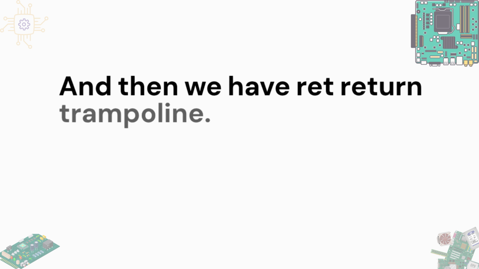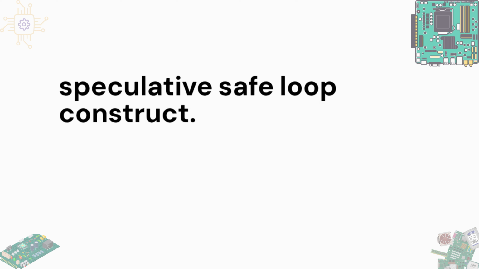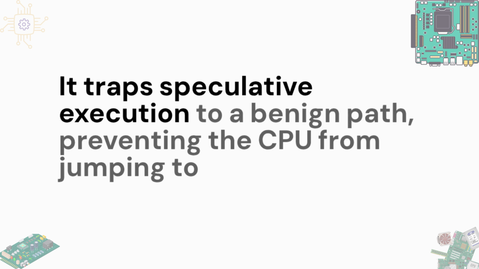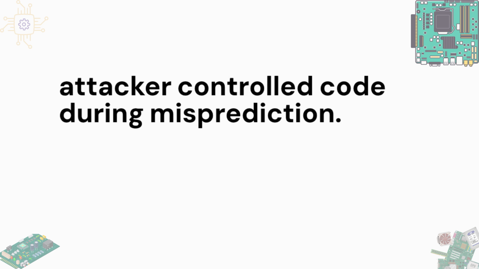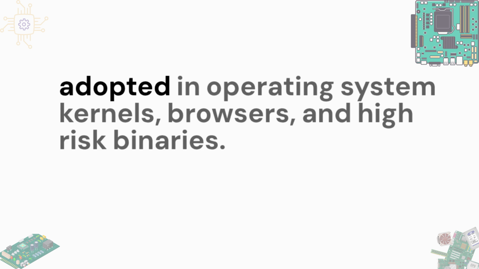And then we have retpoline, return trampoline. That's the compiler level technique that replaces indirect branches with the speculative safe loop construct. It traps speculative execution to a benign path, preventing the CPU from jumping to attacker-controlled code during misprediction. It does require recompilation with retpoline-enabled compilers, and it's already widely adopted in operating system kernels, browsers, and high-risk binaries.